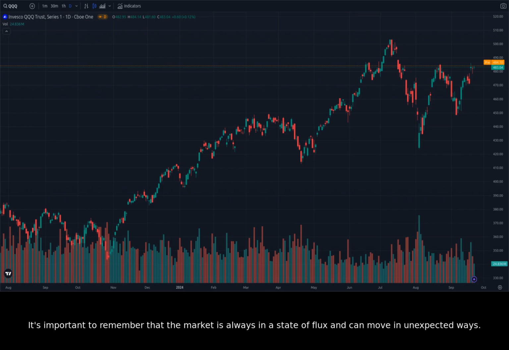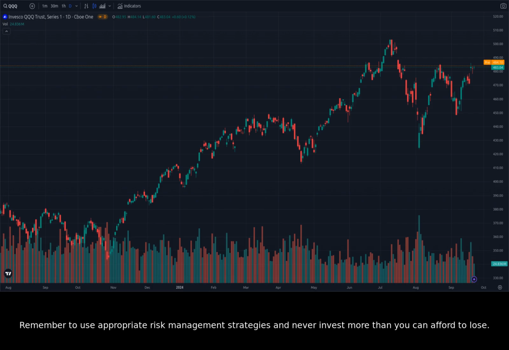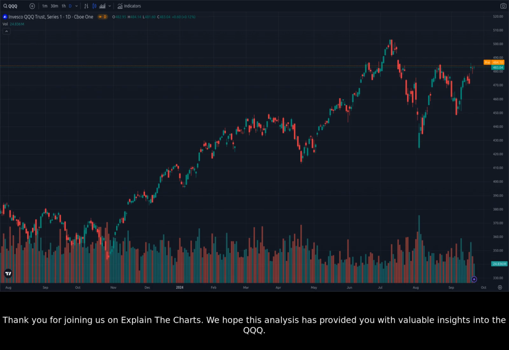It's important to remember that the market is always in a state of flux and can move in unexpected ways. However, by analyzing the charts and staying informed about the latest news and events, we can position ourselves to take advantage of potential opportunities. Remember to use appropriate risk management strategies and never invest more than you can afford to lose.